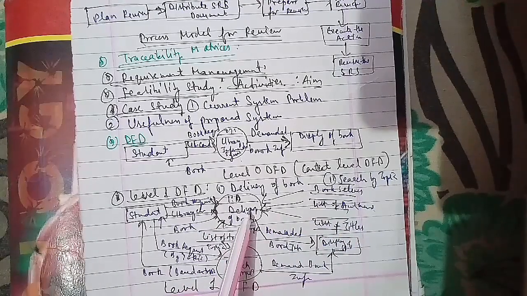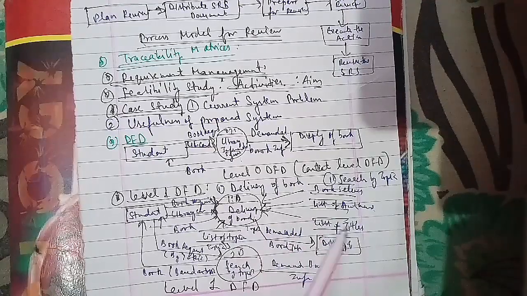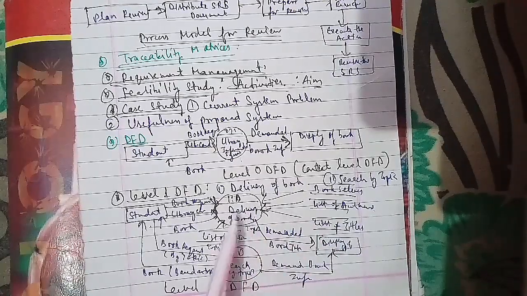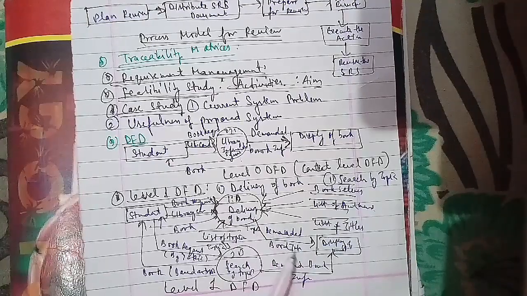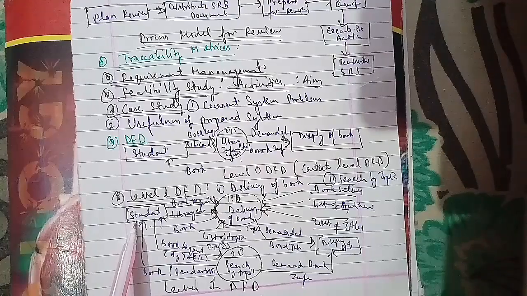It will come down here, which is 1.3, that is update list of borrowed books. This is bidirectional with the list of borrowers, and that is the display of the books. This is the level 2 DFD, as I told you about it.